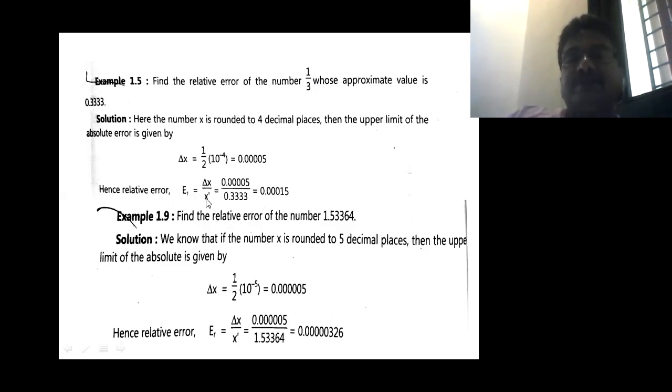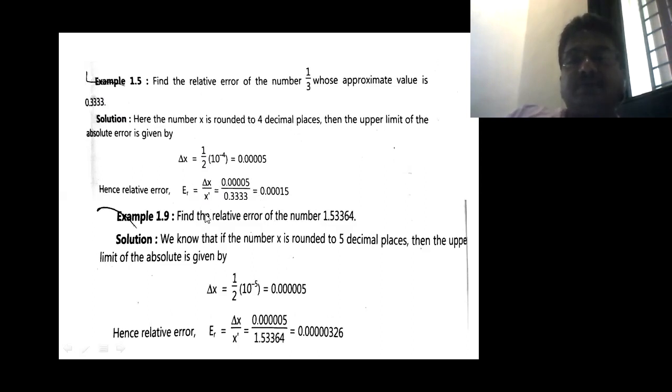Then relative error is what? Delta x divided by x dash. So this is the approximate value of 1 by 3. And because this number is rounded to 4 decimal places, the absolute error is 1/2 10 raised to minus 4, and then relative error is absolute error divided by the value given, the approximate value, true value or approximate value. Okay.